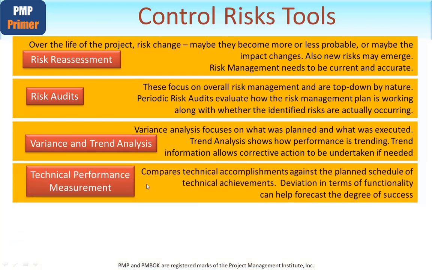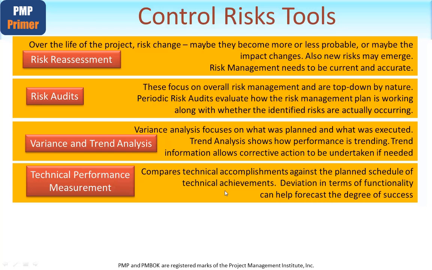Technical performance measurement. As its name suggests, this looks at the technical or functional parts of the project and reviews technical accomplishments, for example products that have met their acceptance criteria, against the planned schedule of technical achievements. In other words, are we where we plan to be? And if not, determine again by root cause why not, and what are we going to do about it to bring it back on track.